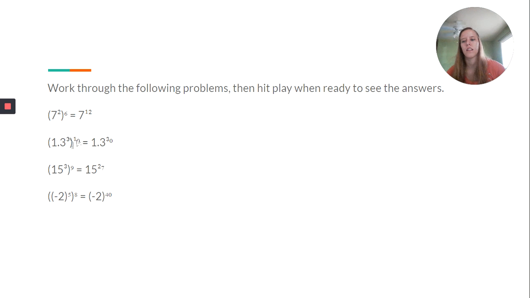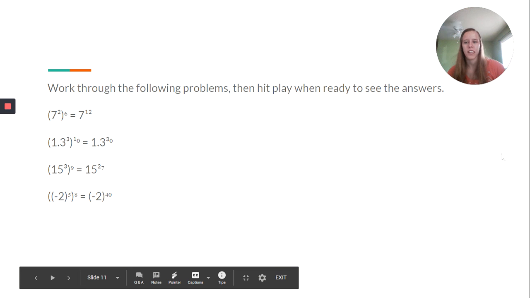1.3 to the 3rd to the 10th, sorry, a lot of words there, is 1.3 to the 30th. 15 to the 3rd to the 9th is 15 to the 27th, and negative 2 to the 5th to the 8th is really just negative 2 to the 40th. So that's all we're looking at today, okay?